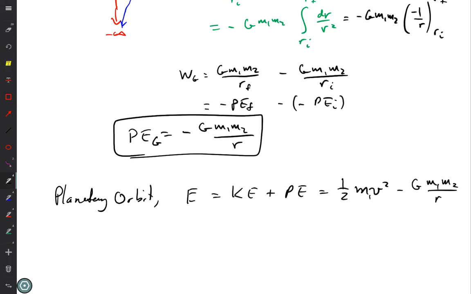Now, most of you have never worked with planetary orbits, and that's like, oh, gee, that's a new thing. But think about how many people have taken general chemistry.